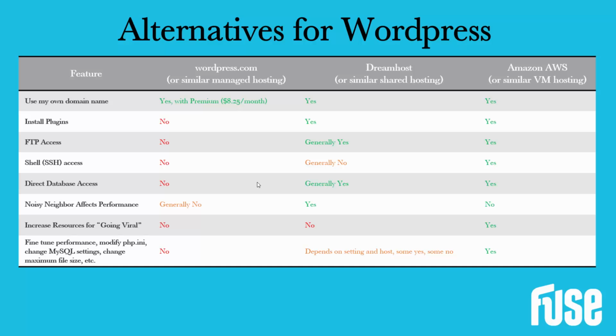Something like WordPress.com varies, but I've seen people have negative experiences with a large amount of traffic coming to those sites as well, so it's something to inspect.